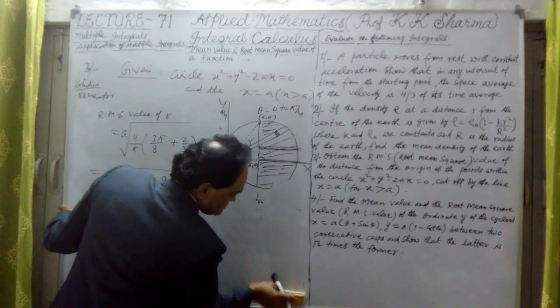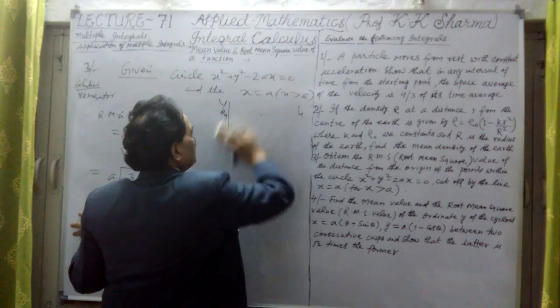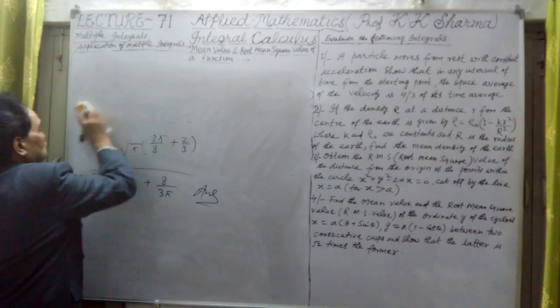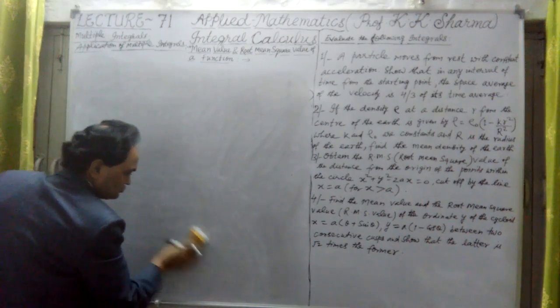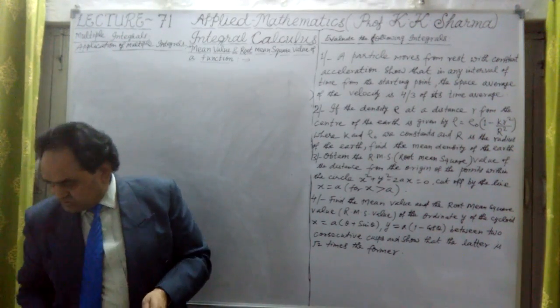Question number 3 we have solved. Now let me talk about question number 4. The root mean square value means the square root of whatever the value of it is. Okay, let me take this.